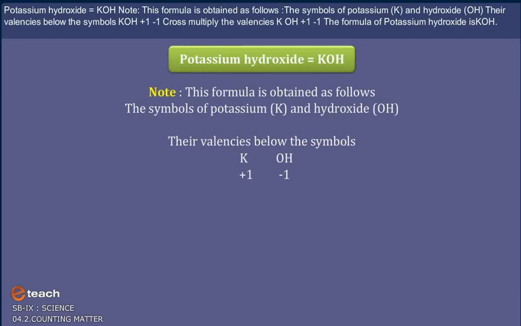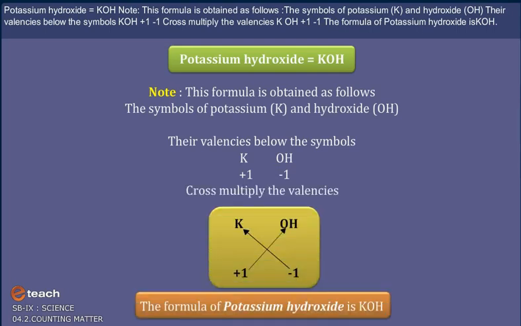Potassium hydroxide is equal to KOH. Note: this formula is obtained as follows. The symbol of potassium is K and hydroxide is OH. The valencies below the symbols. The symbol of potassium is K and its valency is +1. The symbol of hydroxide is OH and its valency is -1. Cross-multiply the valencies. The formula of potassium hydroxide is KOH.